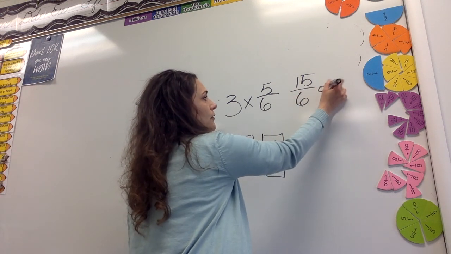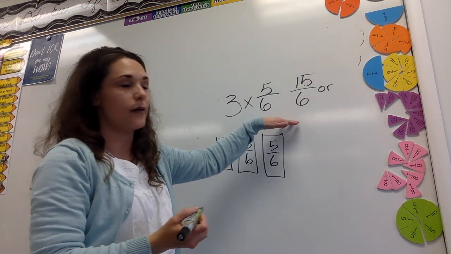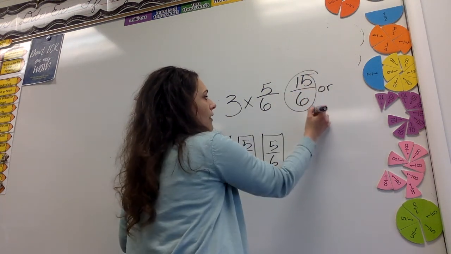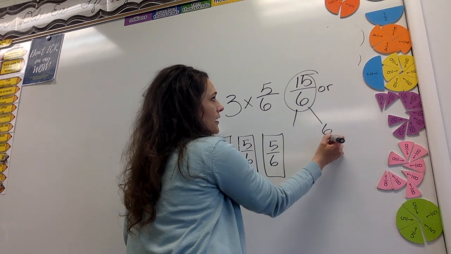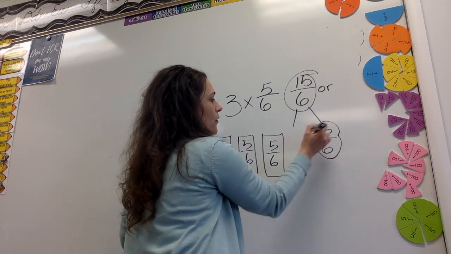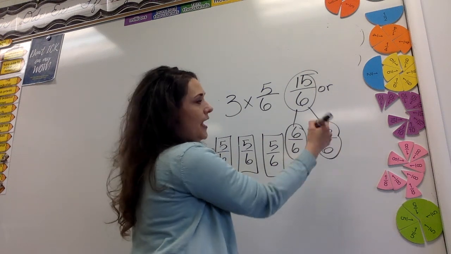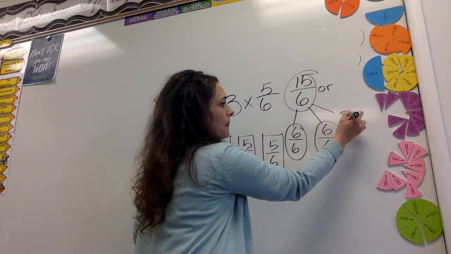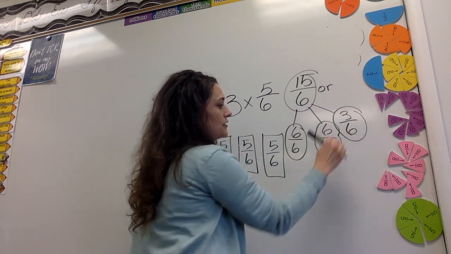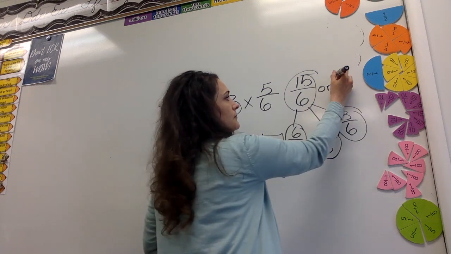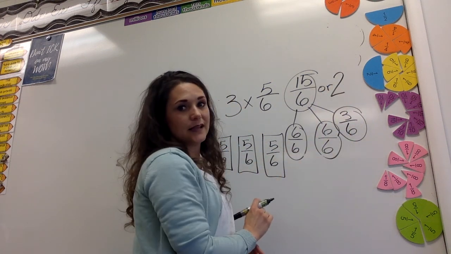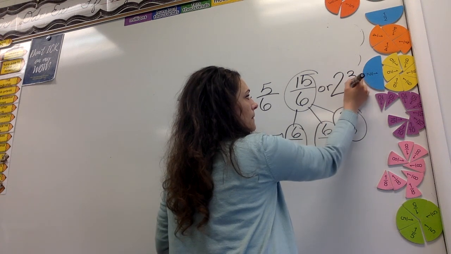And then I could change this into a mixed number and say, okay, well, let's do a number bond here. And I have 6/6. That would be 1 whole. Another 6/6 would make 12. And I have 3 left over. 3/6 left over. So I have 2 wholes and 3/6 left over.